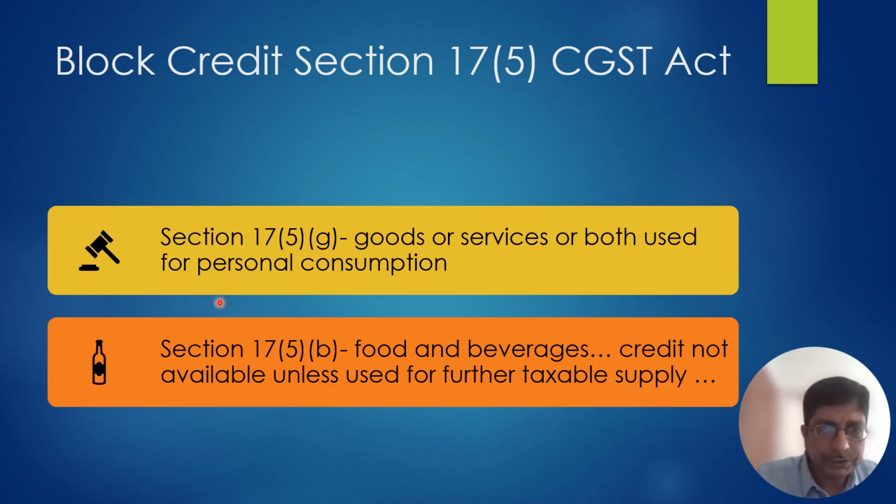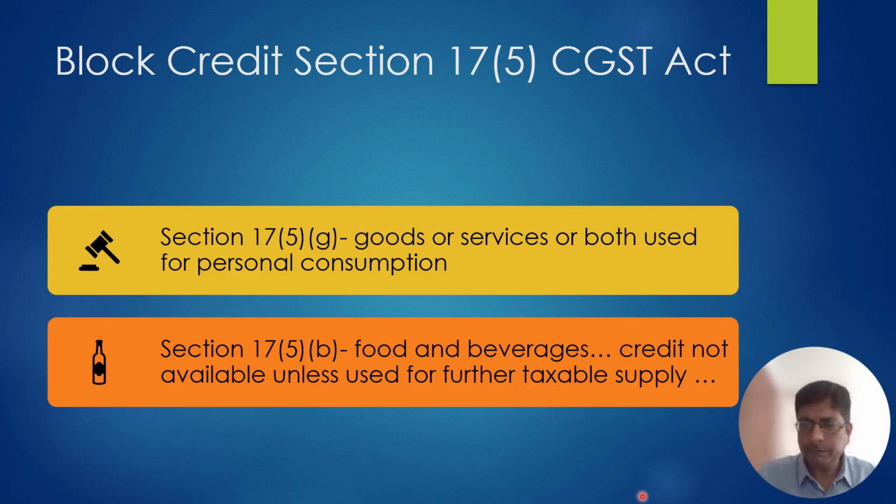See, there is section 17(5)(g), which provides that GST credit is blocked for goods or services used for personal consumption. There is another provision, section 17(5)(b), under which, for food and beverages and other things, the credit is not available unless it is used for further taxable supply.